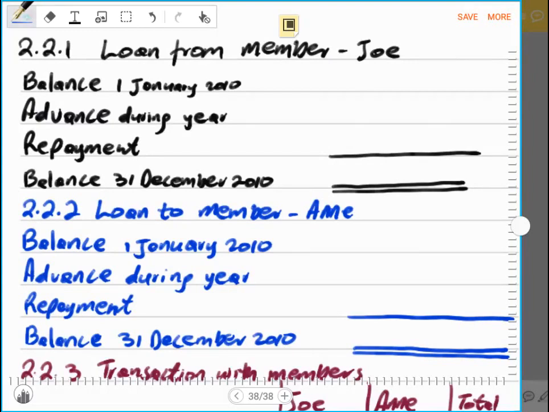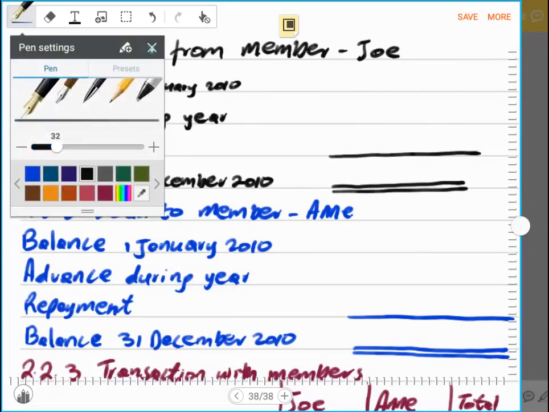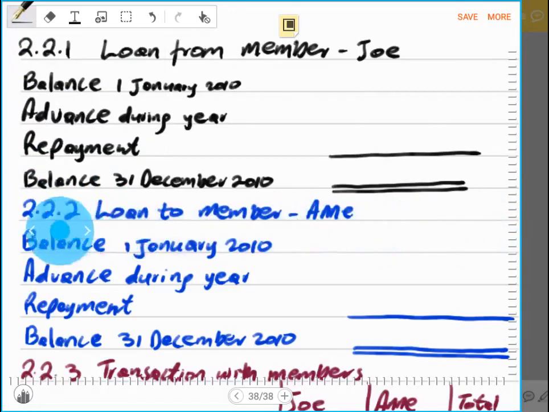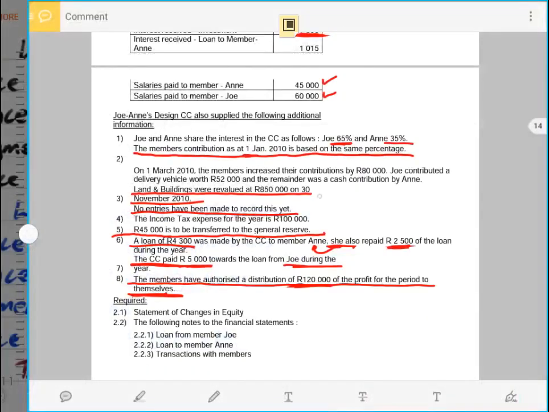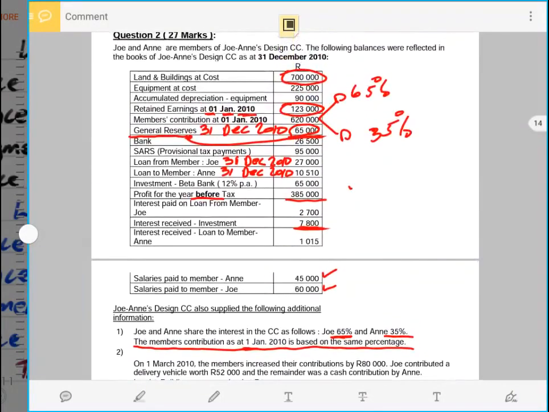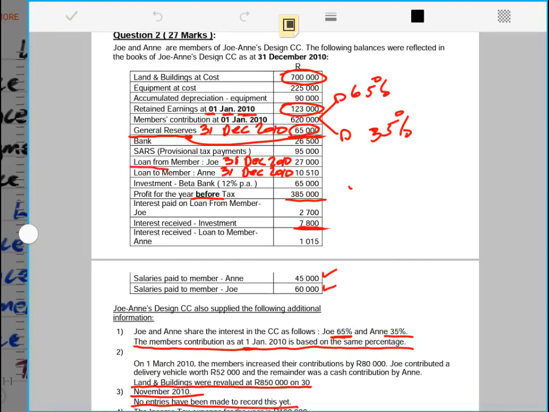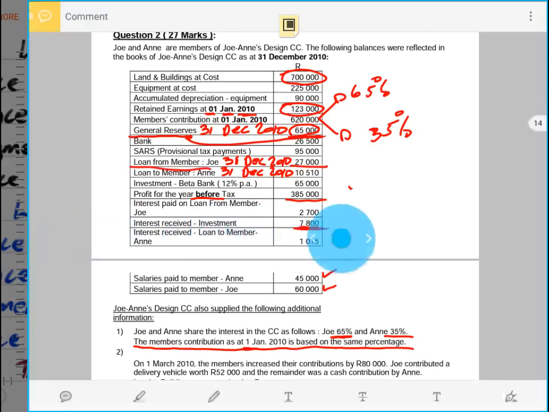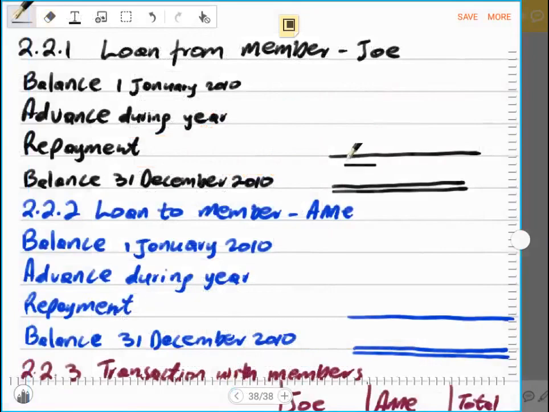So now I told you that the loans are the closing balance, so that we are clear with everything. So now we do have the loan balances, which is a loan from member Joe of 27,000 rands. Here is a loan from member Joe of 27,000 rands. So now we record that as a closing balance. Then it will be 27,000 rands.